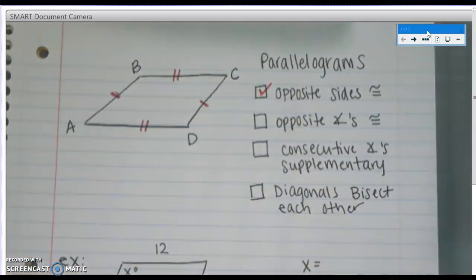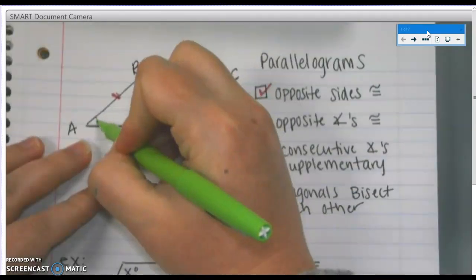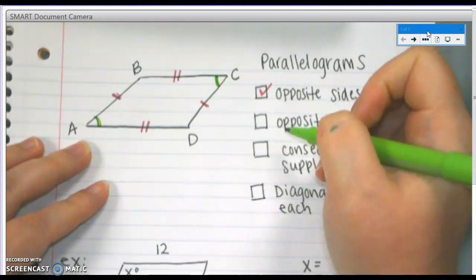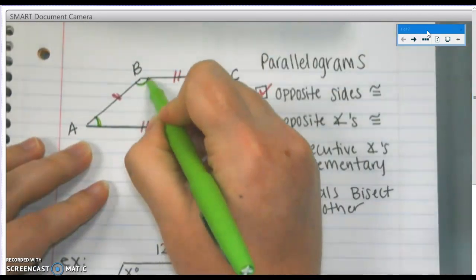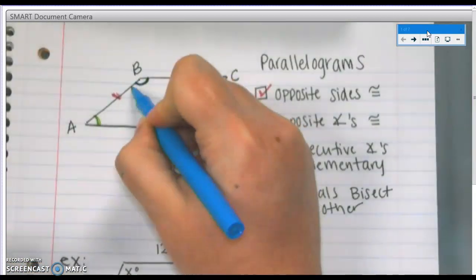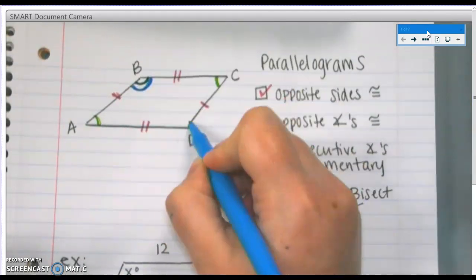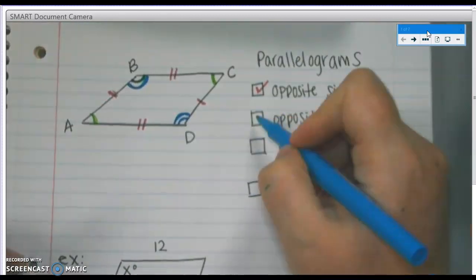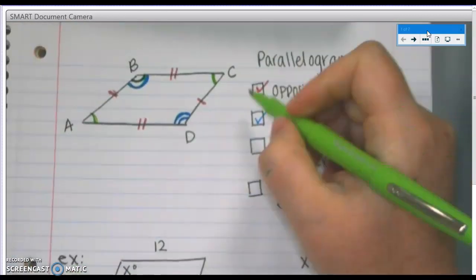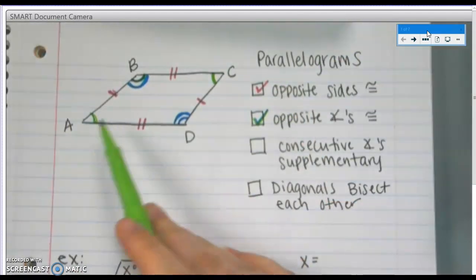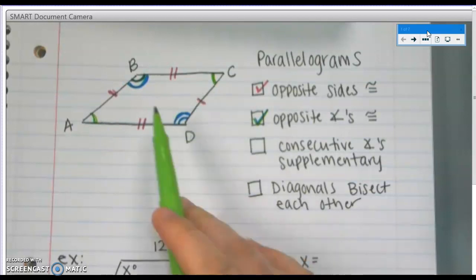All right, the opposite angles are congruent to each other. So that means angle A and angle C are the same. Those are opposite. It also means that angle B, actually I'm going to pick a different color, angle B is the same as angle D. So I purposely picked two colors for that. When they're the same color, they're equal to each other when they're on opposite sides.